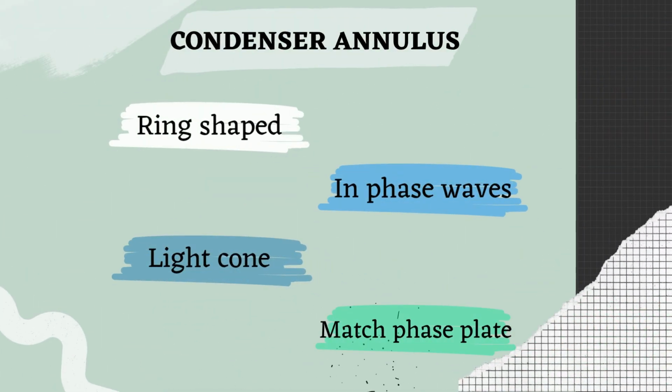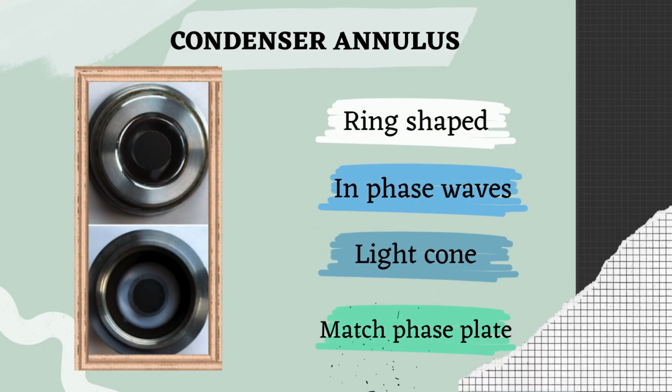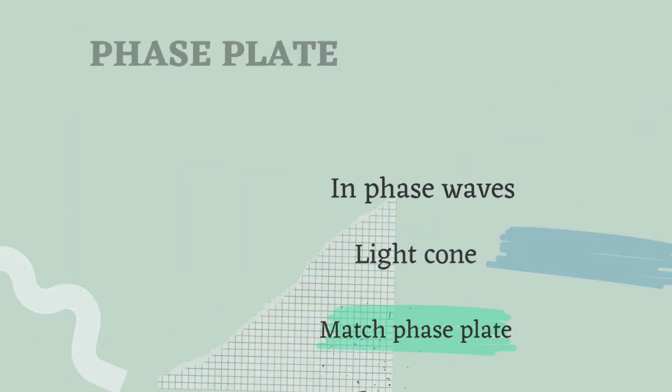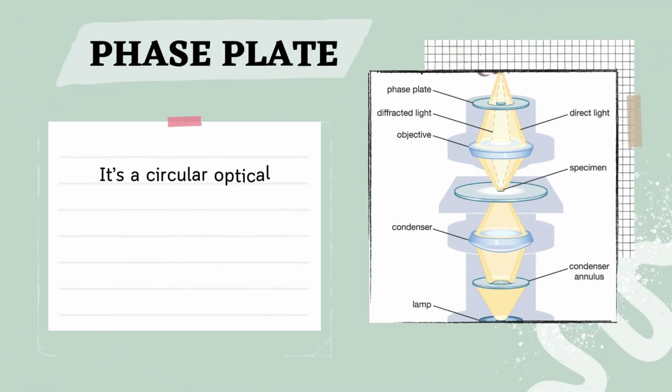Starting with the condenser annulus, it has four important characteristics. First of all, it is ring-shaped, and thanks to this specific form, it is able to emit light in the form of a cone. Then it must emit only in-phase waves, which means that all the waves have the same frequency, the same wavelength, and the peaks are aligned. And in the end, it should match the phaseplate. Otherwise, the next process involving the phaseplate will be useless and we won't be able to see any type of image.